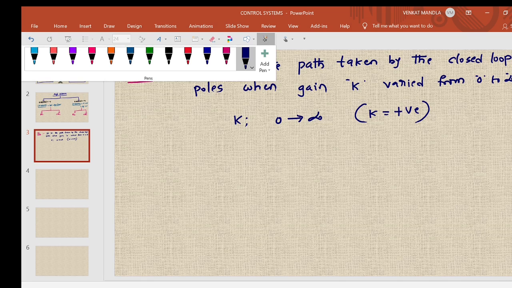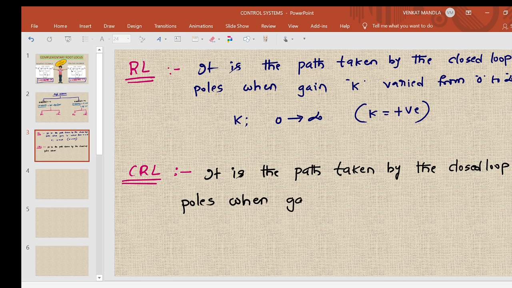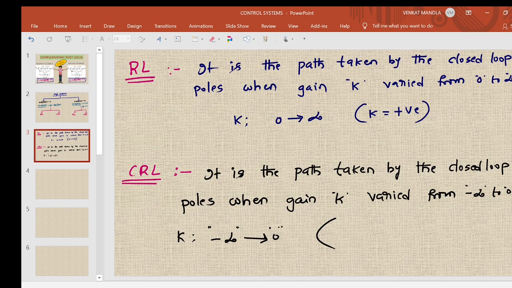Complementary root locus. It is the path taken by the closed loop poles when gain K is varied from minus infinity to 0. That is, K is negative here. We are varying from minus infinity to some negative values up to 0. So these are the definitions of root locus and complementary root locus.